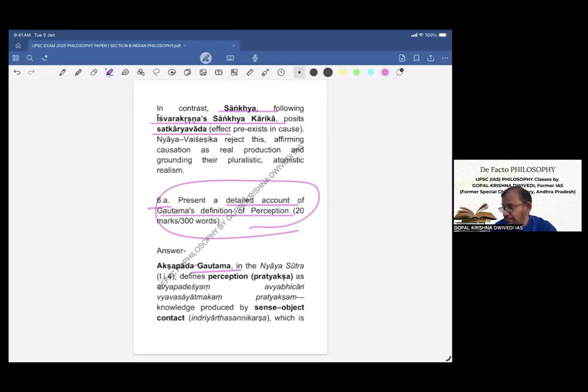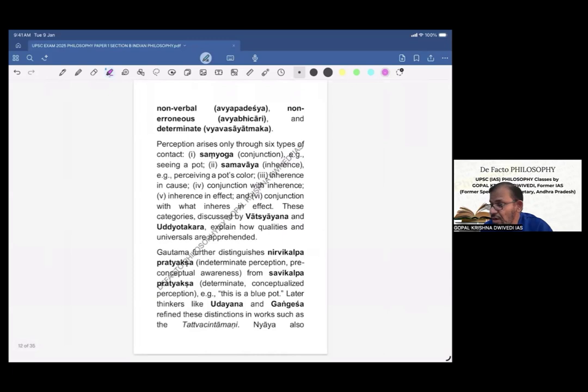Akshapada Gautama, in the Nyaya Sutra, defines perception, pratyaksha, as the Sanskrit words have been taken, avyapadesyam, avyabhicari, vyavasayatmakam pratyaksham. That is, knowledge produced by sense-object contact, indriyartha sannikarsha. So these are Sanskrit words taken from the Nyaya Sutra: non-verbal, avyapadesya, non-erroneous, avyabhicari, and determinate.